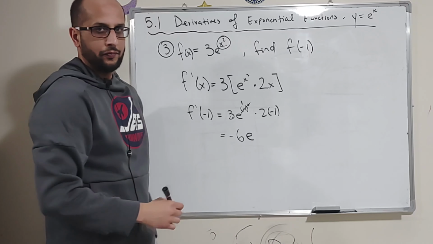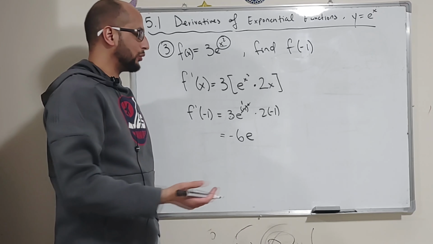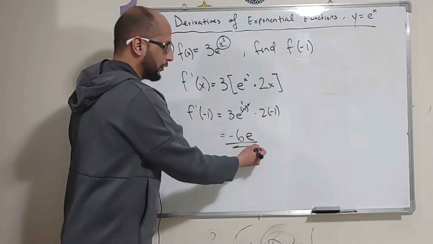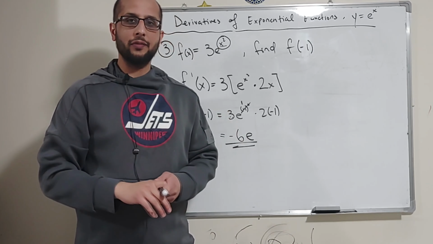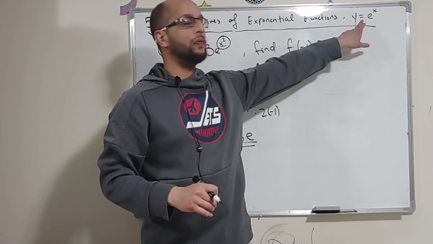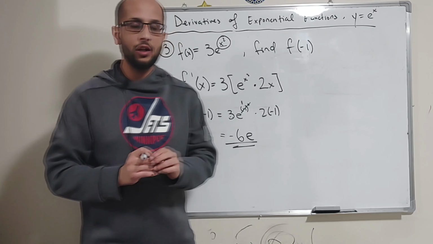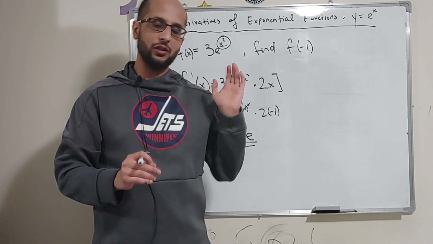Okay, if you're using your calculator, it might transform into a decimal for you. I would prefer that you leave your answers like this in a simplified form to avoid rounding and decimal errors. Okay, so again, very straightforward section. You're looking at how to find the derivative of an exponential function when the base is a very specific value, which is e.